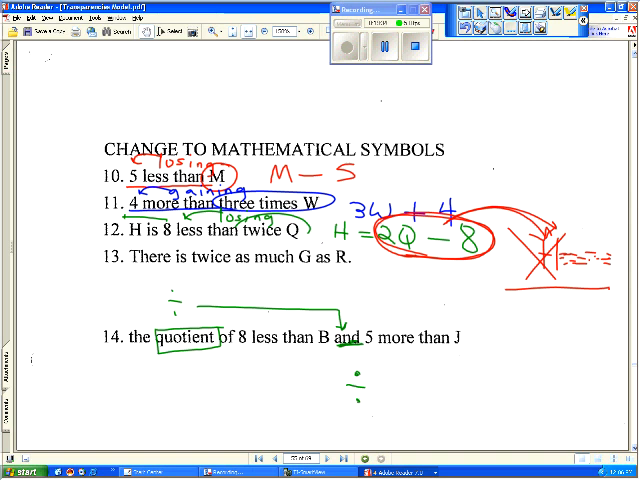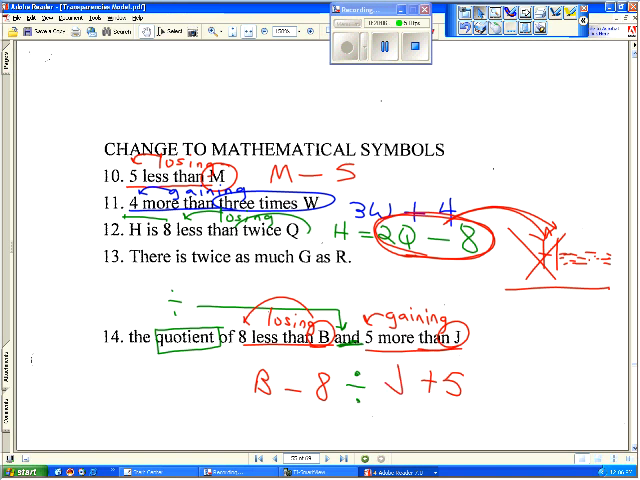Before the divide, we have this statement. It's 8 less than. Less than means that I am losing. What am I losing? The 8. So it's a minus 8. 8 less than what? B. So B is what I started with. On the other side, I have 5 more than. More than means that I am gaining. What am I gaining? The 5. And so the 5 goes where? After the plus. 5 more than J, so the J goes first.